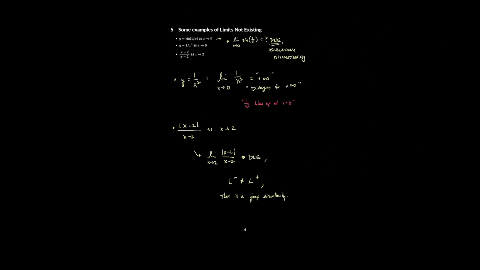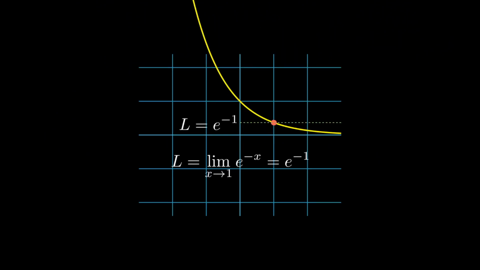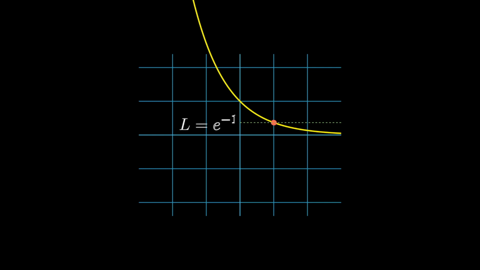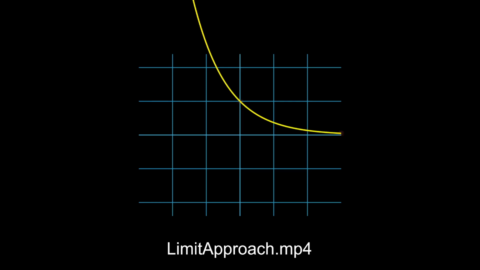Okay, so last thing for this overview is just to show you this visualization I have here, it's on a loop, and let's say we've got the function y equals e to the negative x. Okay, for y equals e to the negative x, it's an exponential decay. And so what we're saying is, does this limit exist as x approaches 1 from both sides? Does it approach e to the minus 1?